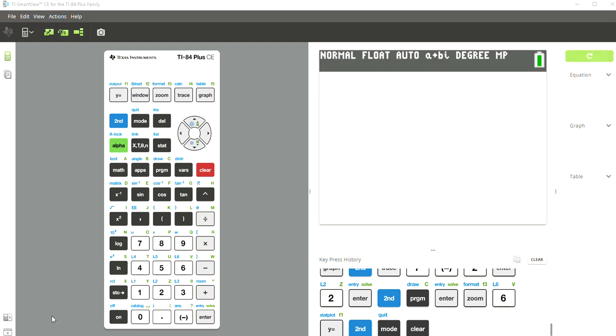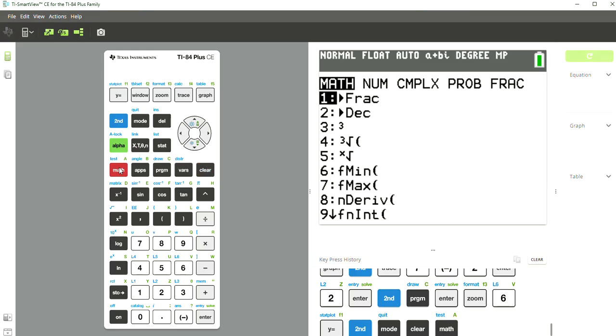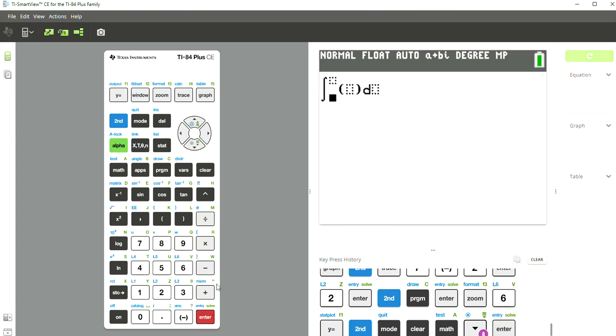I want to show you how easy it is to evaluate a definite integral using the TI-84 or TI-83 series graphing calculator. So I'm using the TI-84 Plus CE emulator here. From the home screen, if we push the MATH button and option number 9 for the definite integration functionality, you can just push number 9, or you can scroll down to number 9 and push enter. Either way, that'll paste the function to the home screen in MathPrint mode.